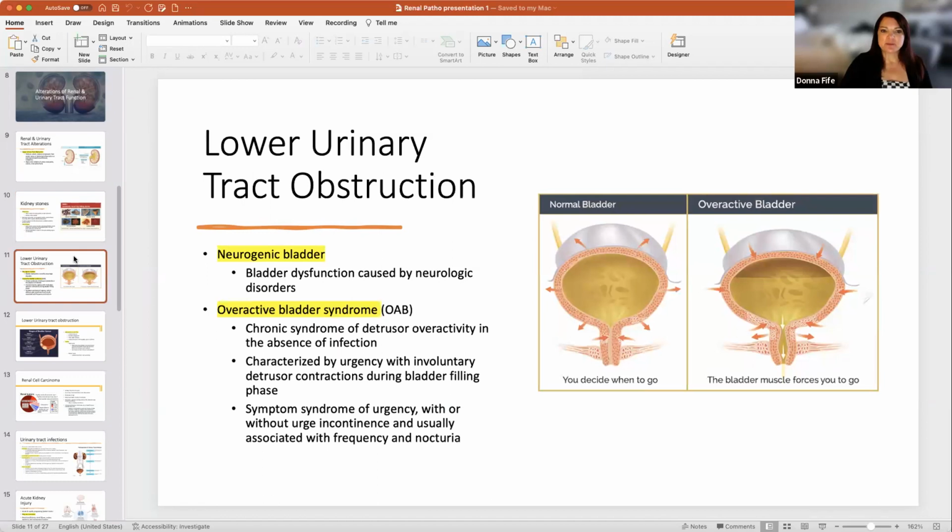Lower urinary tract obstruction: patient may have neurogenic bladder that causes this, which is bladder dysfunction caused by some sort of neurological condition. Overactive bladder is a chronic syndrome of detrusor overactivity in the absence of infection. This is characterized by urgency with involuntary detrusor contractions during the bladder filling phase. Symptoms: they have a syndrome of urgency, with or without urge incontinence, and usually it's associated with frequency and nocturia.